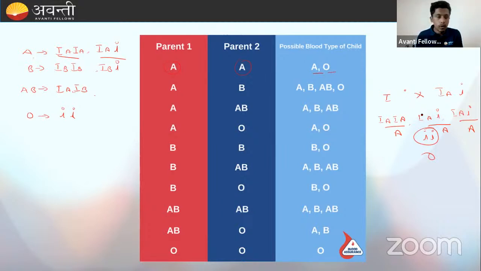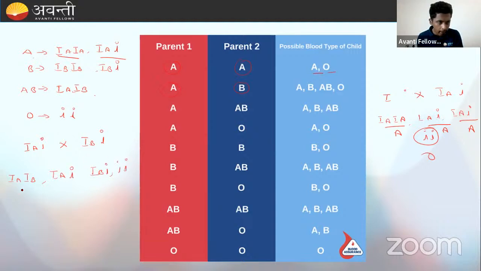So let's solve one more. I have one more condition. Parent A is A and the parent B is B. So what are the possible alleles? Parent A is IA, small i, and parent B is IB, small i. So let's say these are the possible genotypes of the individual. IA will go with IB, next IA will go with small i, then IB will go with small i, and then small i will go with small i.